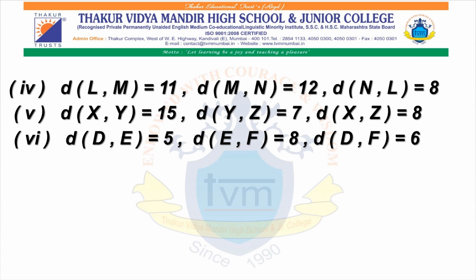Just make a note, if you want to know whether the relation of betweenness exists among the given points or not, you just have to add the two smaller distances among all three. If the sum of those two smaller distances is equal to the greater one, then the points are collinear. Otherwise, they are non-collinear points.